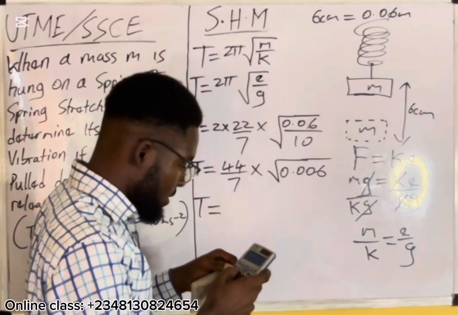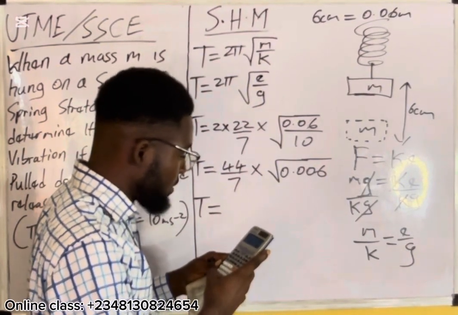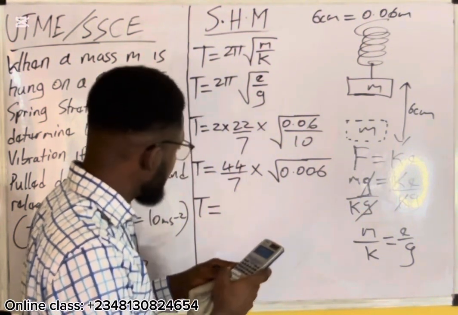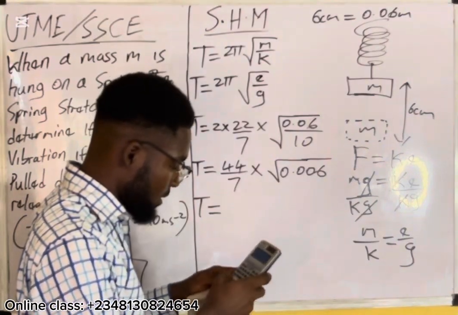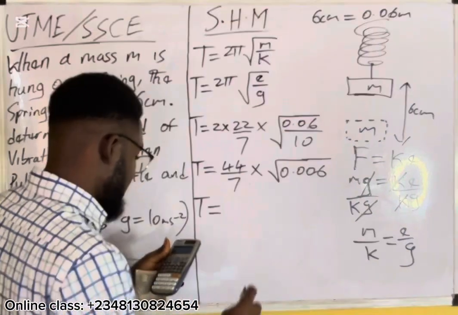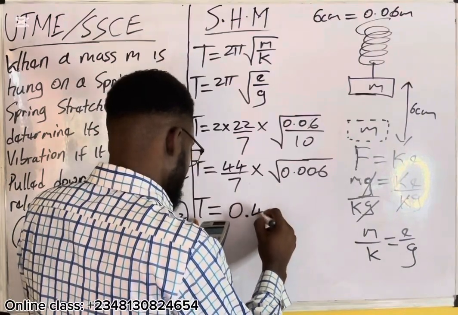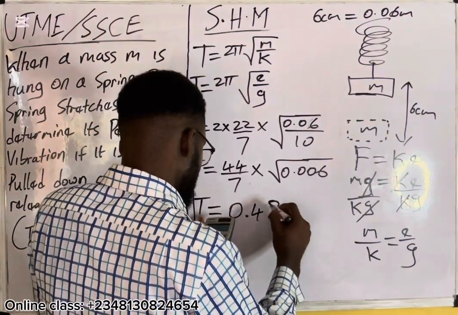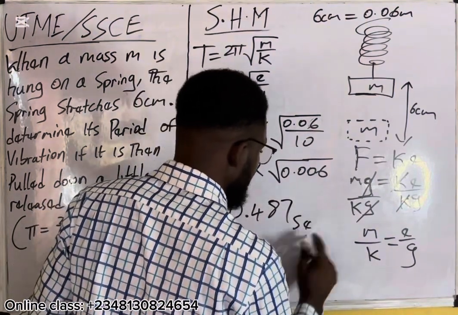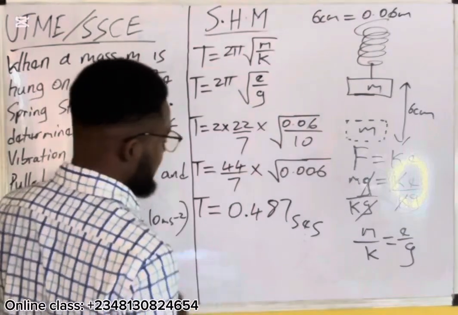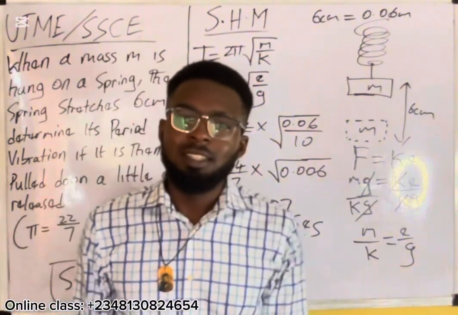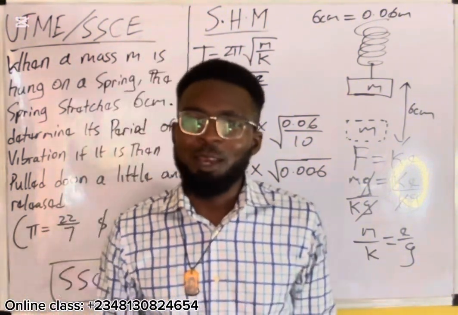Okay, so therefore the period, we just use our calculator to do this. So this is the square root of 0.006 times 44 over 7. What do I have here? What I have here is 0.487 seconds. Approximately to 3 decimal places, it is 0.487 seconds. Ladies and gentlemen, we have come to the end of this episode.